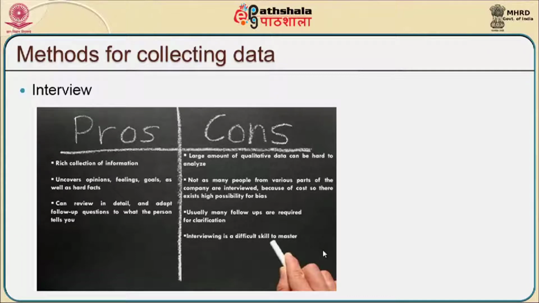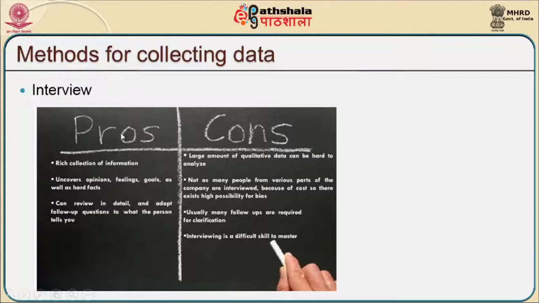So what are the various methods by which we can collect data? The first method would be conducting an interview. By interview, I will ask different communities of people, conducting interviews with different stakeholders, with different levels of stakeholders, and try to get their opinion on how the system is to be developed. Basically, the interview can have both positives and negatives, pros and cons.